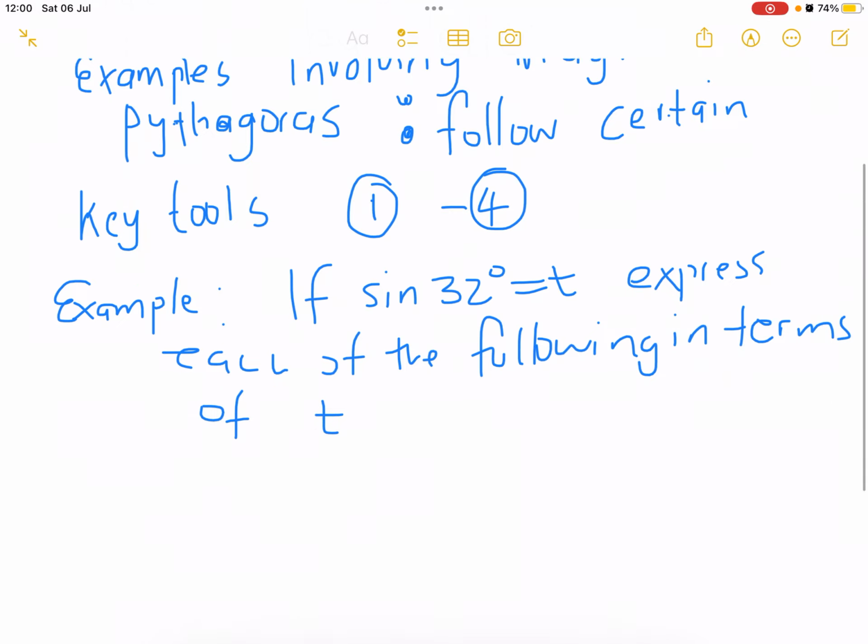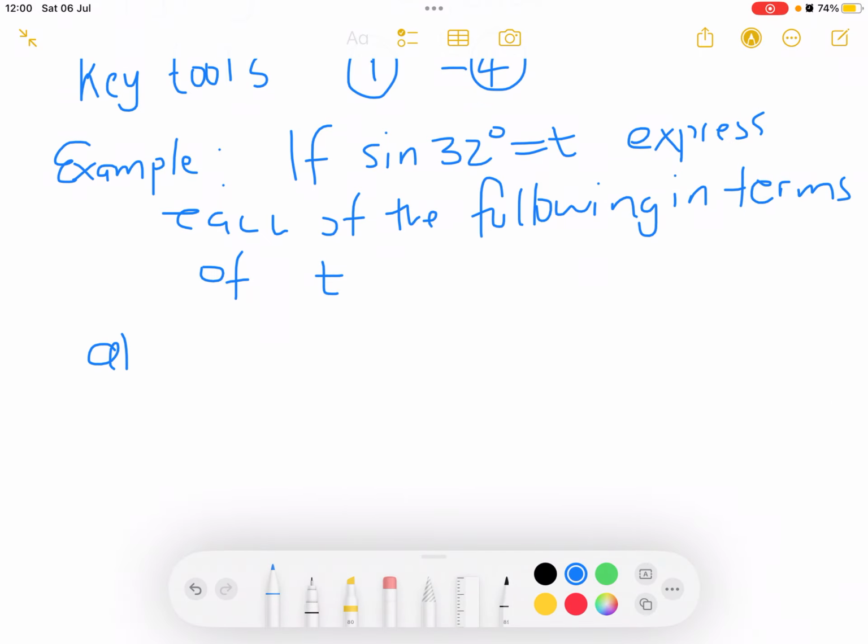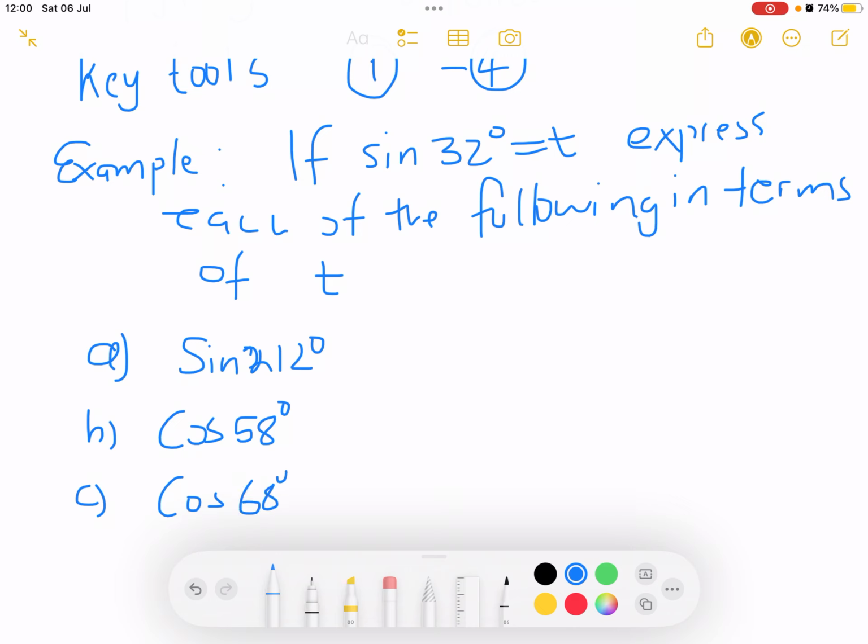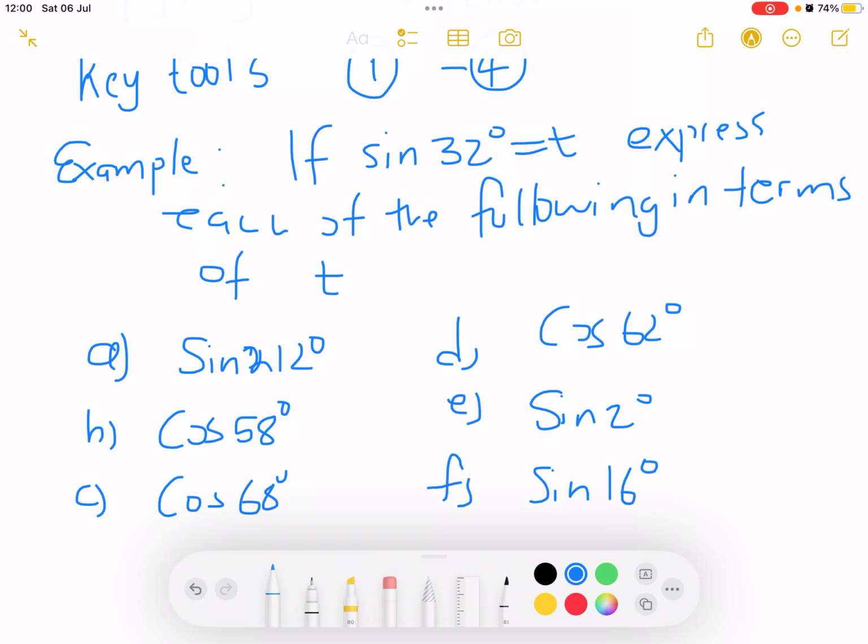Now, let's say they give you A to be sine 212 degrees, B to be cos 58 degrees, C to be cos 68 degrees, D to be cos 62 degrees, and then E sine 2 degrees, and then F to be sine 16 degrees.